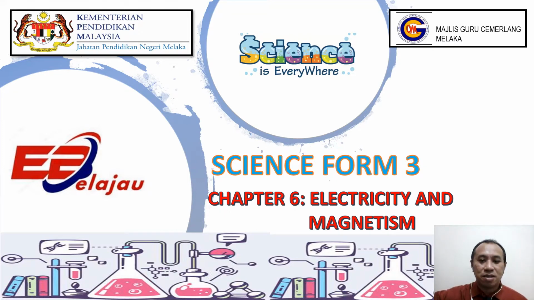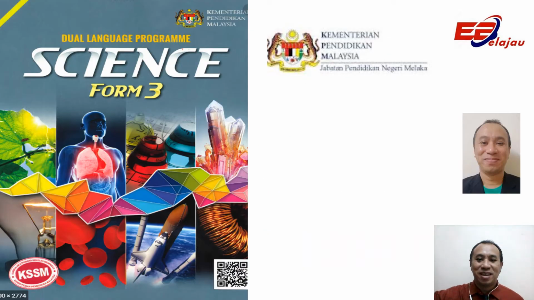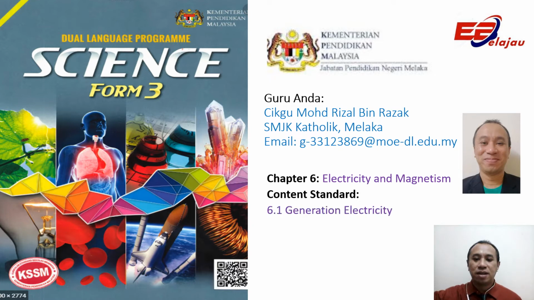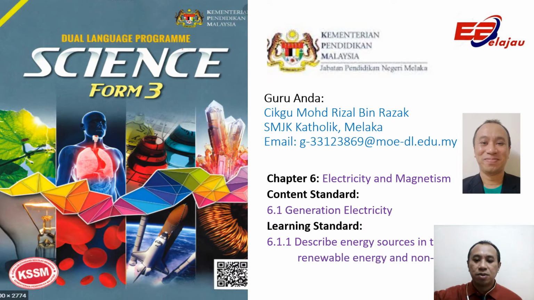eBelajau Science Form 3. So today I would like to share with you Chapter 6 Science Form 3, that is Electricity and Magnetism. So today I am your teacher, Cikgu Muhammad Rizal bin Razak from SMJK Catholic Melaka. So today I will focus on Content Standard 6.1 Generation of Electricity. Learning Standard 6.1.1 describe energy sources in terms of renewable energy and non-renewable energy.